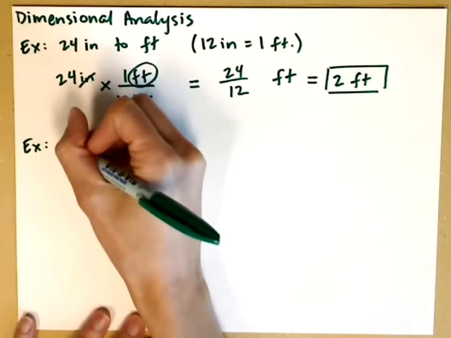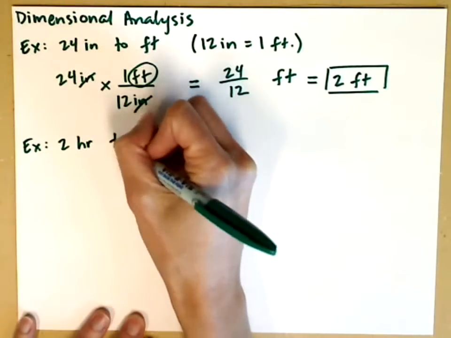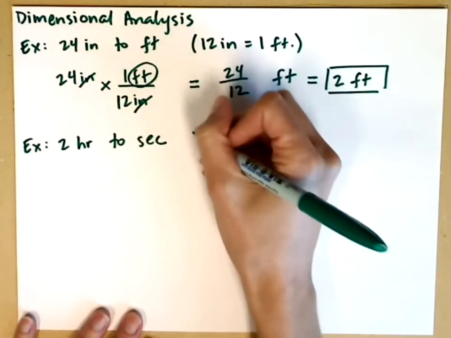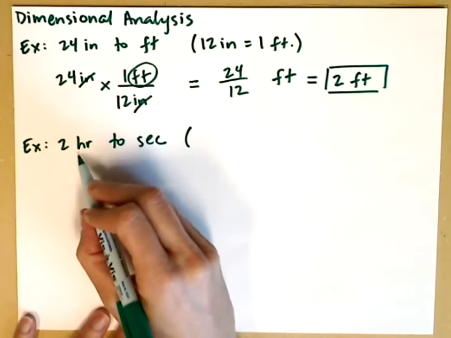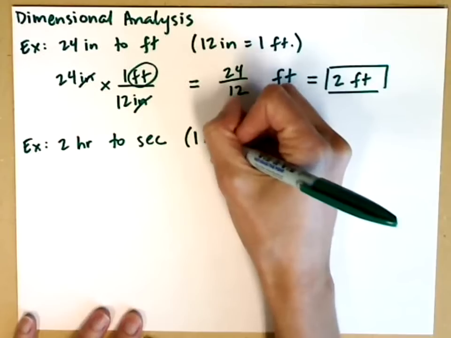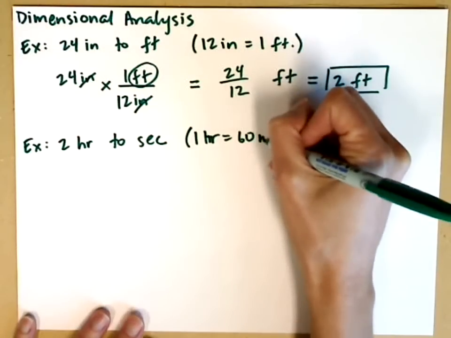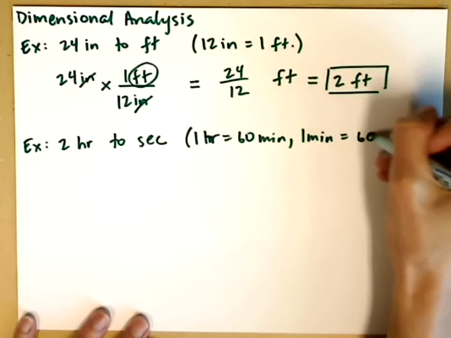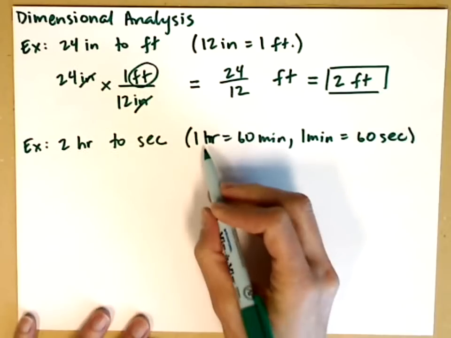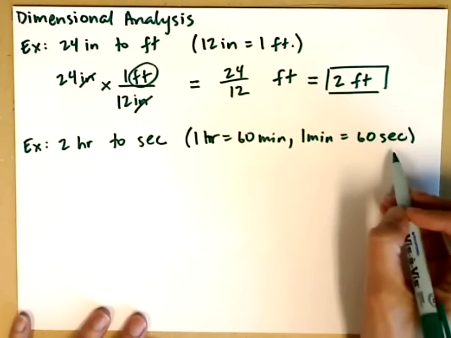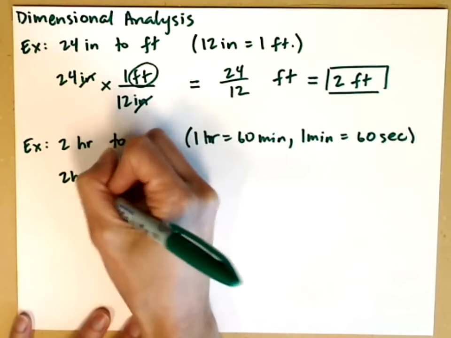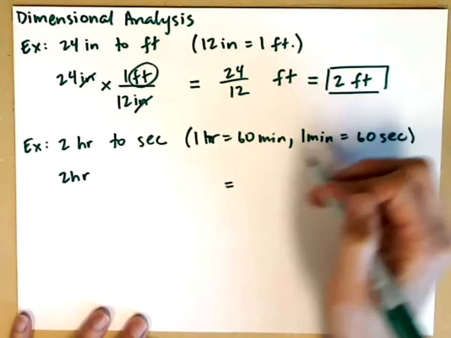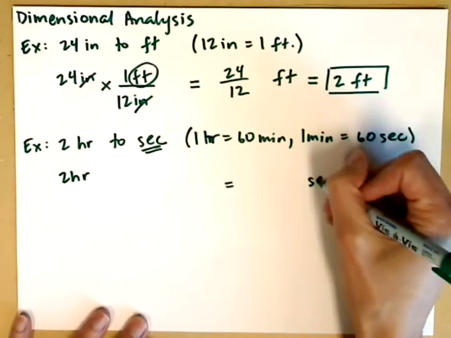In the second example, we're going to convert 2 hours to seconds. To convert to seconds, we need several unit equivalents. To get from hours to minutes, we know that in 1 hour, there are 60 minutes, and in 1 minute, there are 60 seconds. That's going to allow us to work from hours to minutes, and then minutes to seconds. Again, I start with the given information on the left. I'm going to work my way through, put an equal sign here, and on the other side, I need to end up with seconds, which is the desired units.